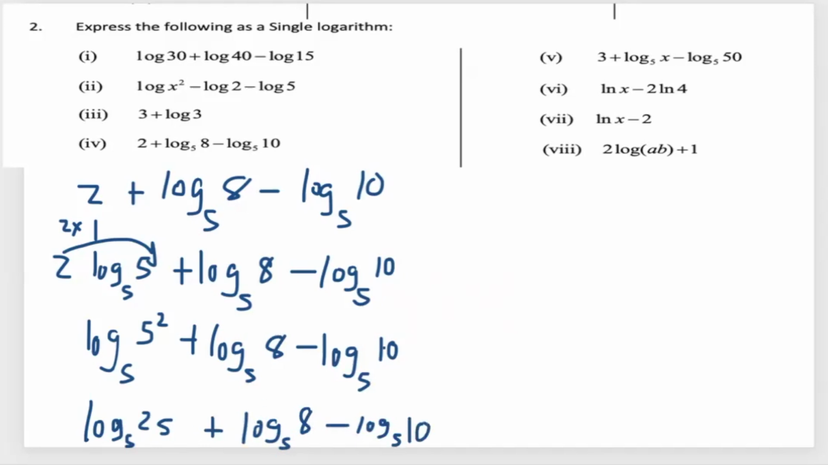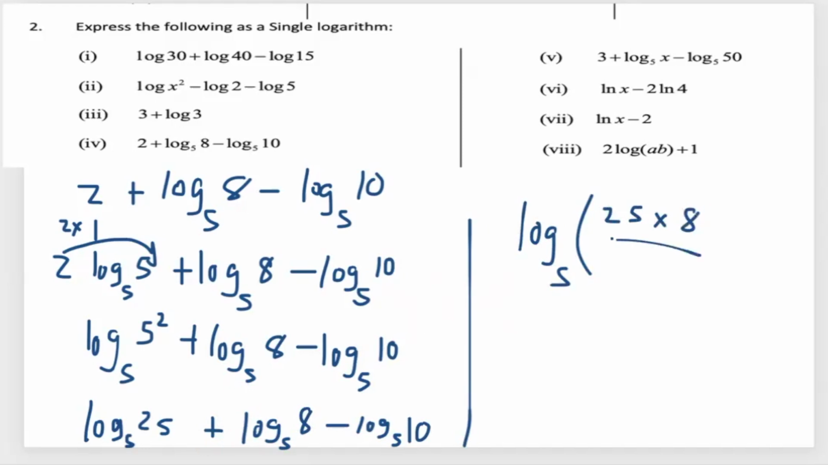So this is where we apply the rule that says when we add, we multiply. So write the log once with the base. And then we say 25 times 8 in the numerator. But in the denominator, because we have a subtraction, we're going to have a 10 in the denominator. So now we multiply, or you could simplify. So 25 times 8, that's 200.